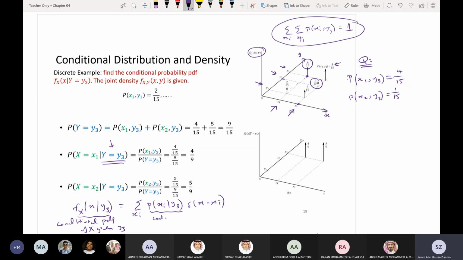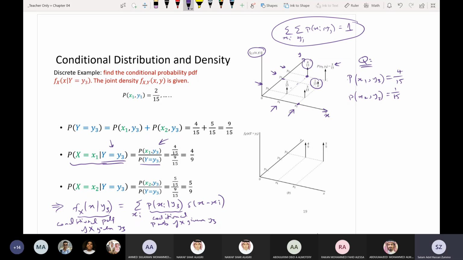I write it from the conditional probabilities of x given y3. Once I have the conditional probabilities of x given y3, I can write the conditional PDF. So in order to find this, simply I need to find these conditional probabilities. X can take two values, x1 and x2. So the probability that x equals x1 given y equals y3 equals the joint probability of x1, y3 divided by the marginal probability that y equals y3.